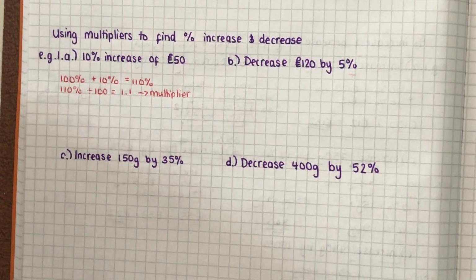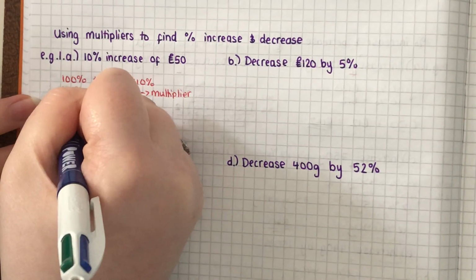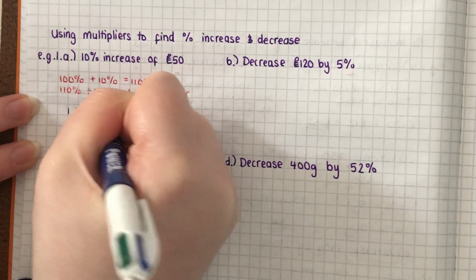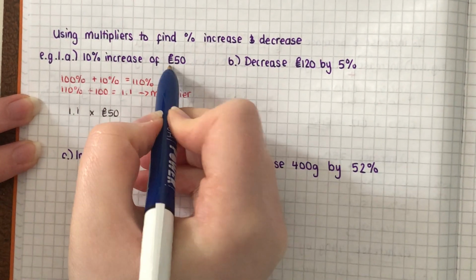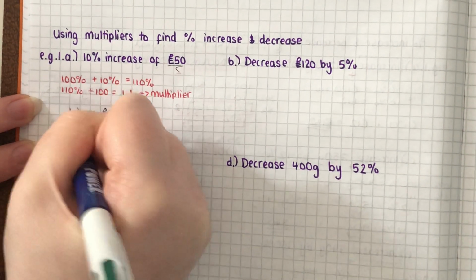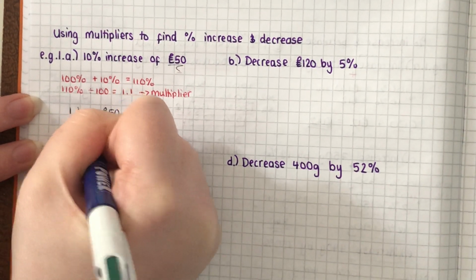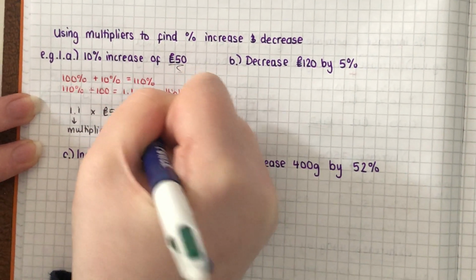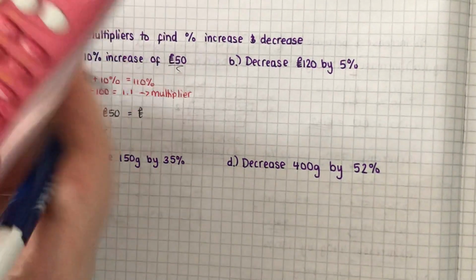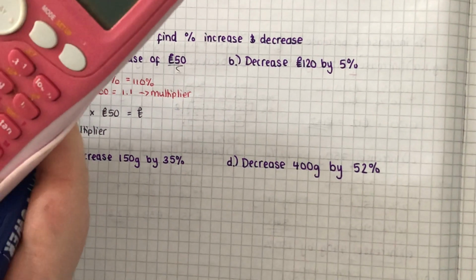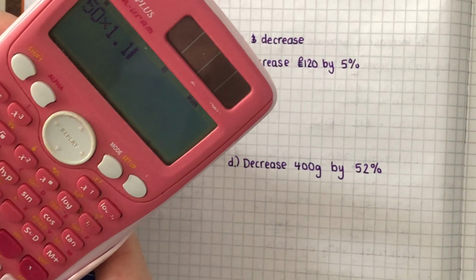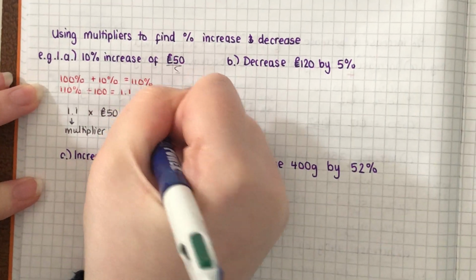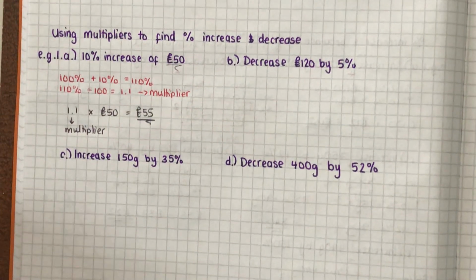Okay, and then similar to before, we do the multiplier, so 1.1 multiplied with the amount that we have in the question. So we're starting off with £50. So this is the multiplier. We just multiply them together on a calculator. You can do it in your head if you want to, but the whole point of this method is that you can quickly do it on a calculator and you get 55. So the answer for the first one is 55.